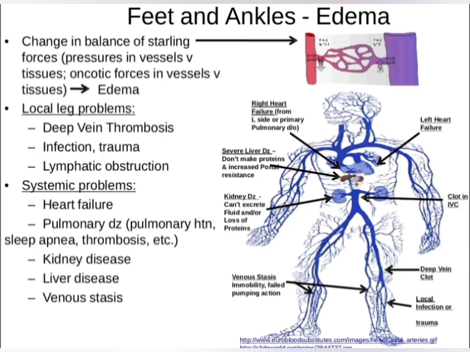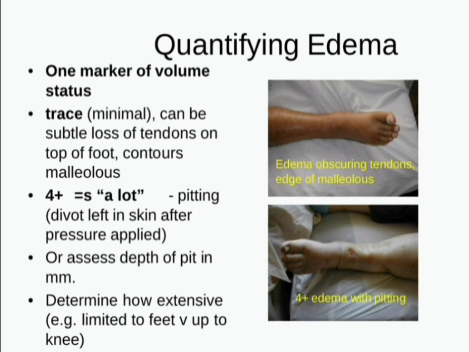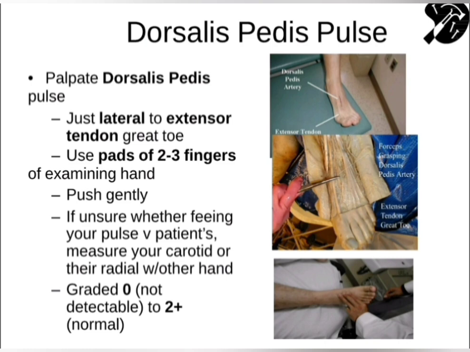Systemic problems like heart failure, renal and liver diseases, and venous stasis can lead to leg edema. Unilateral edema may be due to DVT, infection, cellulitis, trauma, or lymphatic obstruction. Edema can be graded from 1 plus, trace, to 4 plus, a lot, by the depth of the pit after pressure on the lower part of the ankle over the palpable bony part. The depth of the edema may be assessed as well.